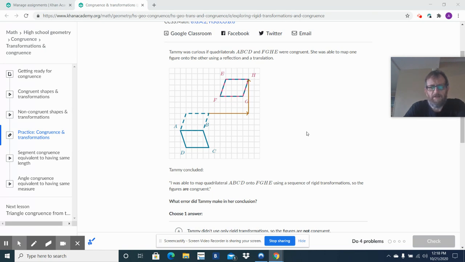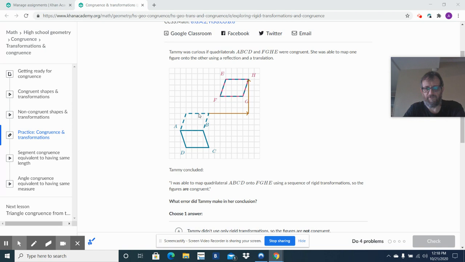Hopefully it helps. Okay, so it says Tammy was curious if quadrilaterals ABCD and FGHE are congruent. She was able to map one figure onto the other using a reflection and a translation. Tammy concluded, I was able to map quadrilateral ABCD onto FGH using a sequence of rigid transformations. The figures are congruent. What error did Tammy make in her conclusion?